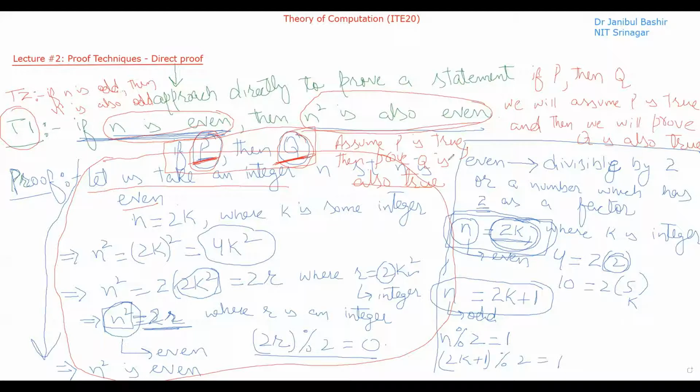You use the same approach, that is, you assume that P is true. So what is P here? n is odd. Then you have to prove Q. What is Q here? n square is also odd. So this is how we approach a problem, a theorem, directly to prove the particular theorem.